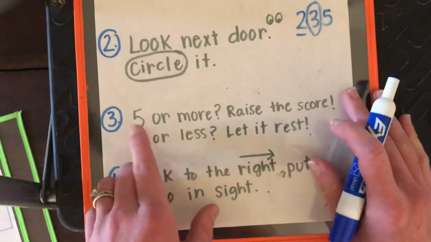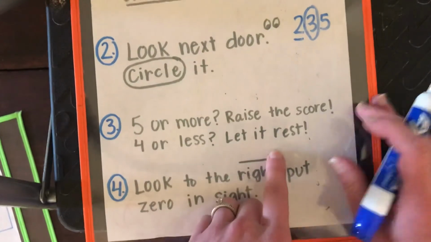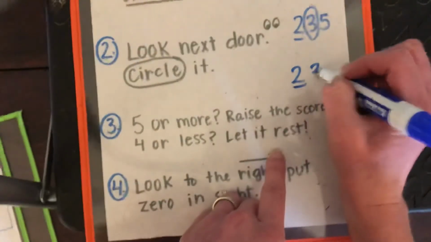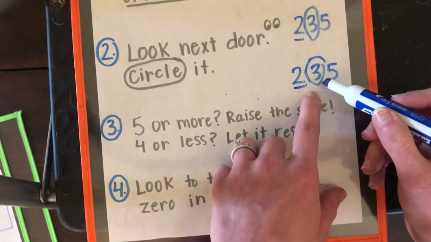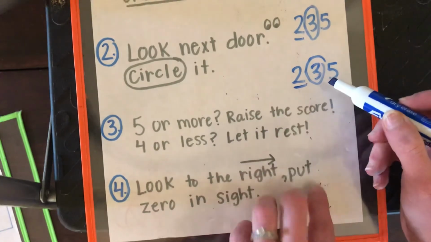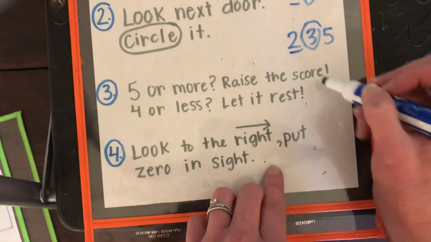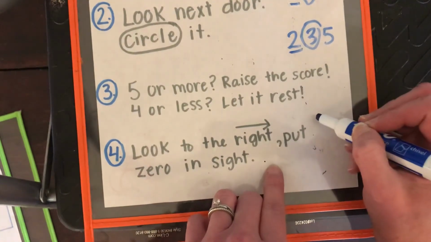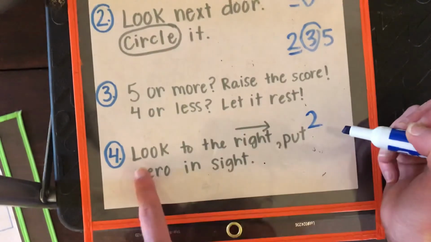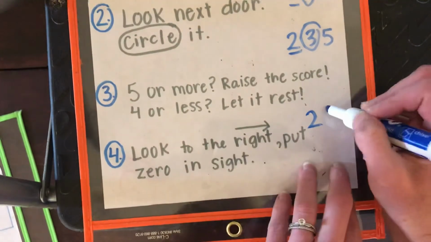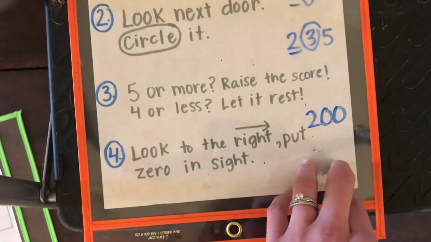Now, step 3 was 5 or more, you raise the score. 4 or less, you let it rest. Well, my next door neighbor is a 3, and I know that's less than 4. That means that I need to let it rest. Okay? So, now that I let this 2 rest, I'm going to look to the right and put zeros in sight. That means I fill in all of the other places with zeros, okay?